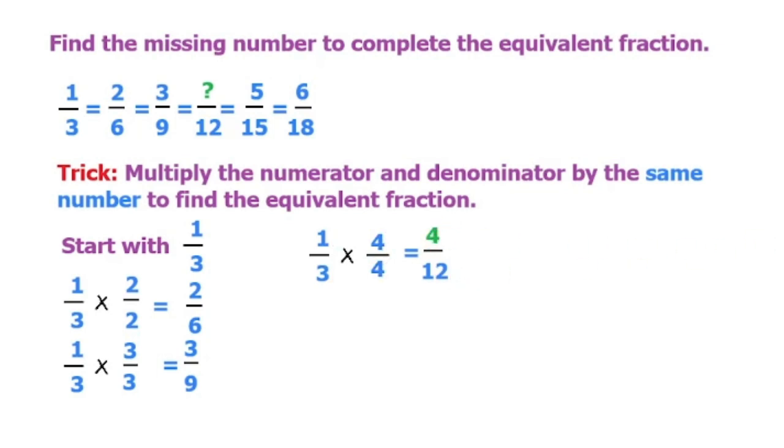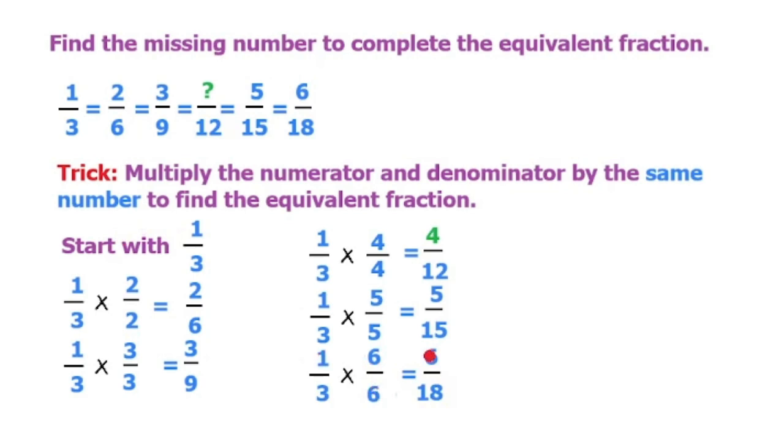So the next one is 1/3 times 5/5. 1 times 5 is 5. 5 times 3 is 15. 5/15. And then we'll do the last one there in the sequence.